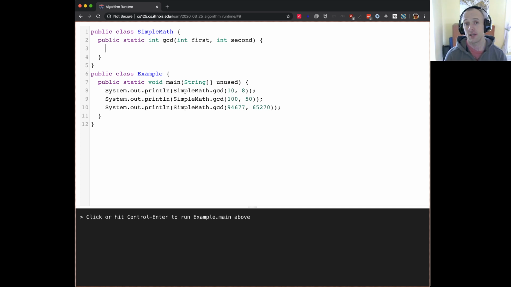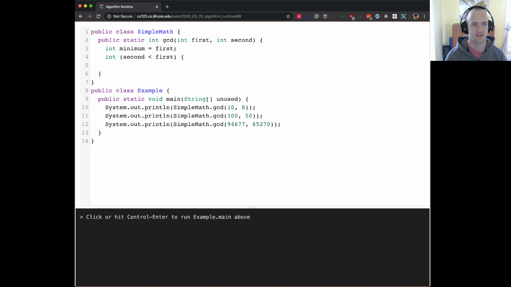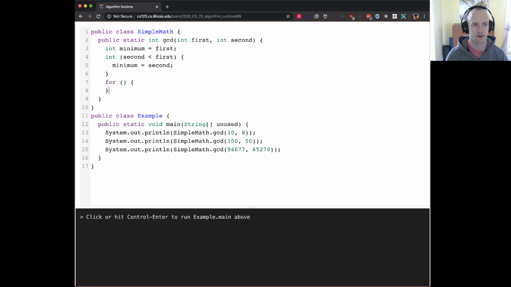So the first thing we need to do is calculate the minimum, and we'll do that by saying, first we say the minimum is the first. If the second is less than the first, we say minimum is equal to second. And then we write a loop, okay? So our loop is going to go through the numbers. We'll call this candidate. We're going to start at the minimum. We're going to stop when we get to 1. Okay, so we're going to continue the loop as long as candidate is greater than 1.